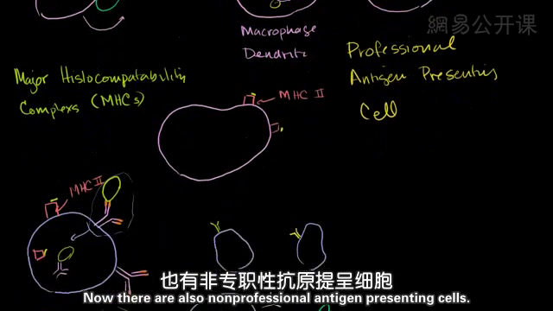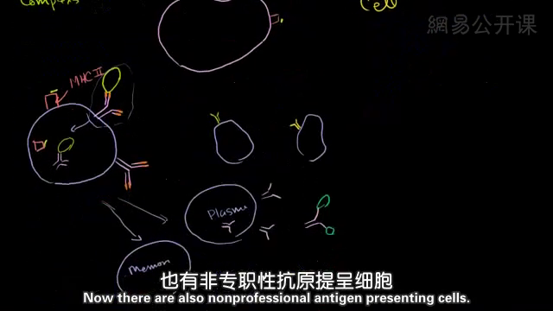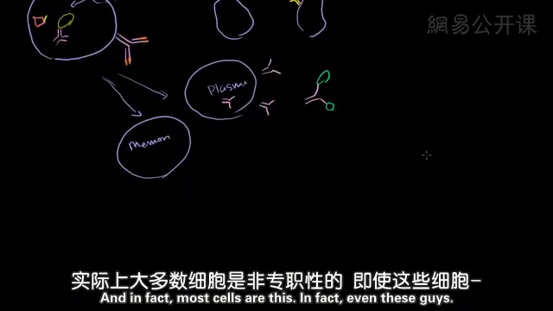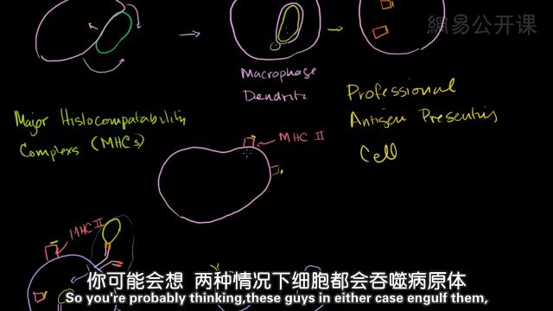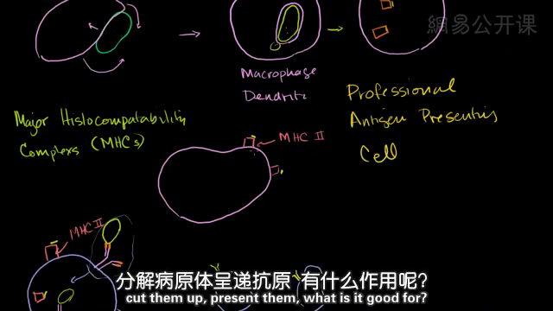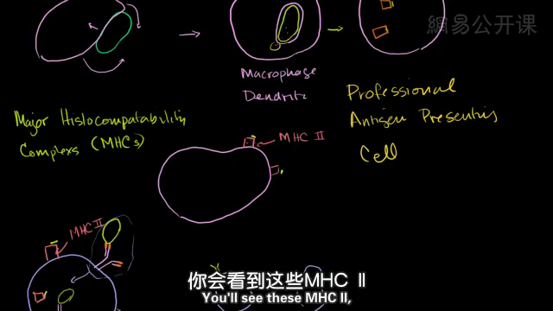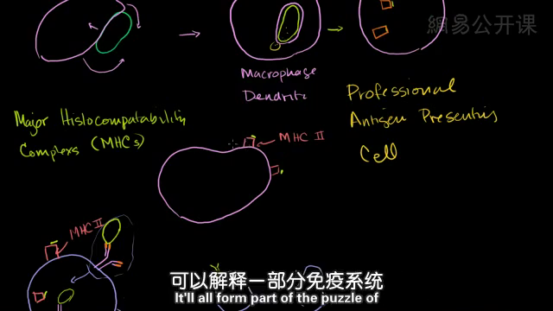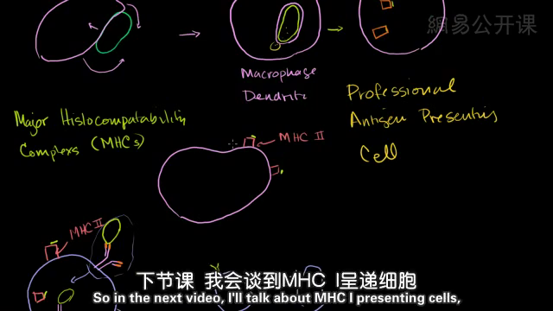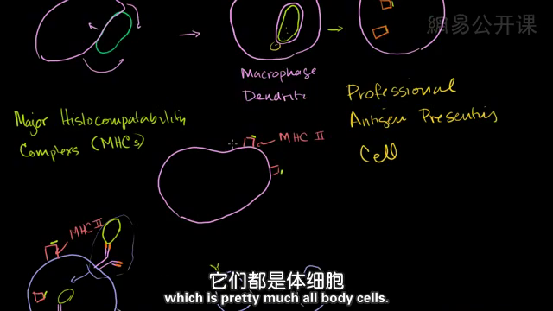Now, there are also non-professional antigen presenting cells, and in fact, most cells are this. Actually, I'm going to wait for the next video. I realize all of my videos are getting long. So you're probably thinking, gee, what is this good for? These cells, in either case, engulf them, cut them up, present them. You'll see that these MHC2 are what are recognized by helper T cells. So it'll all form part of the puzzle of how our immune system works. In the next video, I'll talk about MHC1 presenting cells, which is pretty much all body cells.